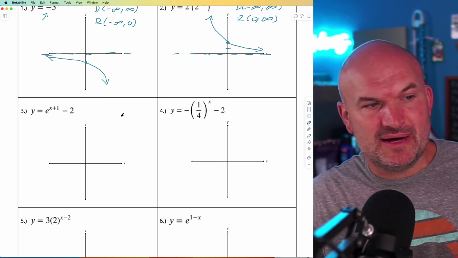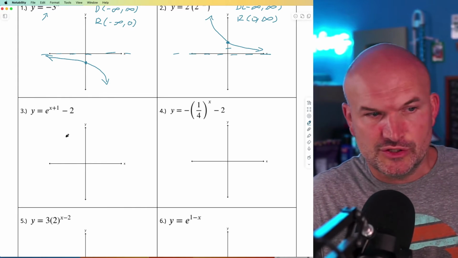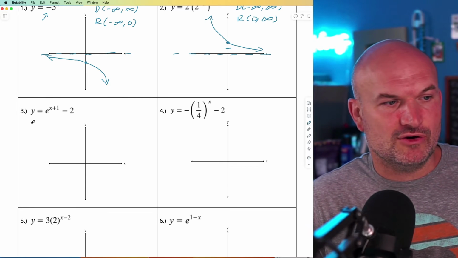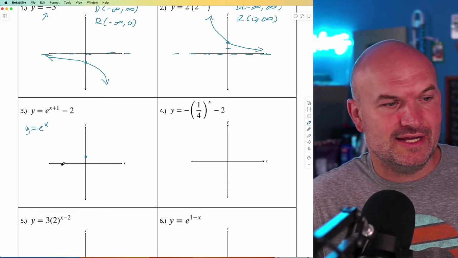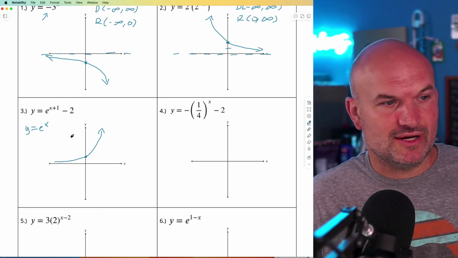Again, don't get concerned about the base here, ladies and gentlemen. That's going to impact your graph if it's 2 or if it's 10, but it's not going to impact my domain and my range. So this parent graph, y equals e to the x, is still going to have a y-intercept at (0, 1), and it's still going to have a horizontal asymptote at y equals 0.